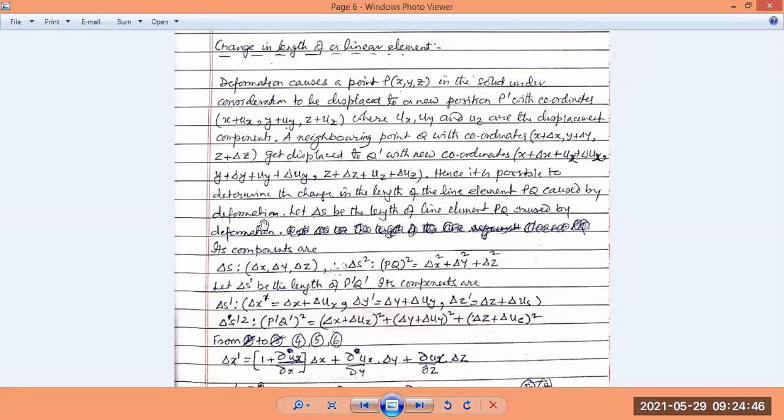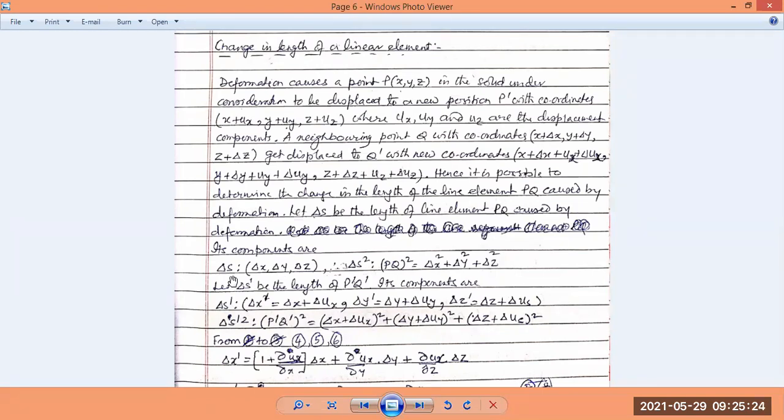Now we are considering the change in length of the element PQ when it changes position to P dash Q dash. We need the total length of the element, not only the coordinates of the points themselves. But of course, we have to know the coordinates if we want to know the length. Now delta S is the length of the line segment PQ, which is under deformation itself. After it is deformed, there is a change in delta S.